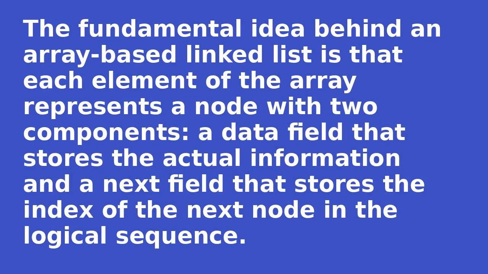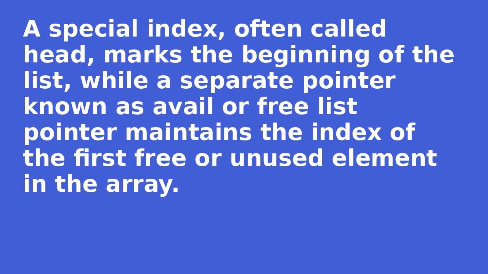undesirable. The fundamental idea behind an array-based linked list is that each element of the array represents a node with two components: a data field that stores the actual information and a next field that stores the index of the next node in the logical sequence. A special index, often called head, marks the beginning of the list, while a separate pointer known as avail, or free list pointer, maintains the index of the first free or unused element in the array.